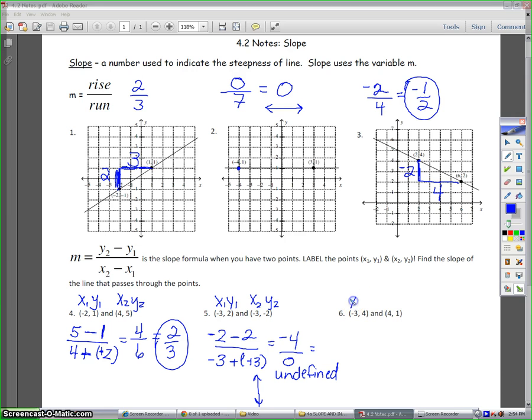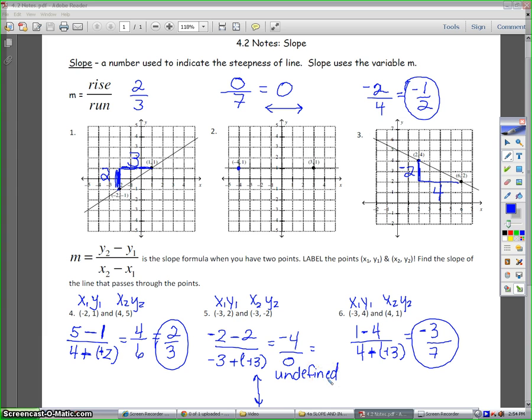Number 6, I'm going to label my points x1, y1, x2, y2, and plug them in. So I'm going to have y2 is 1 minus y1 is 4, divided by x2 is 4 minus x1 is negative 3. So again, I'm going to put it in parentheses to separate the minus sign and the negative sign. And then I'm going to simplify. I get negative 3, and I have the double negative, changes to positive. 4 plus 3 is 7. So my slope is negative 3/7.